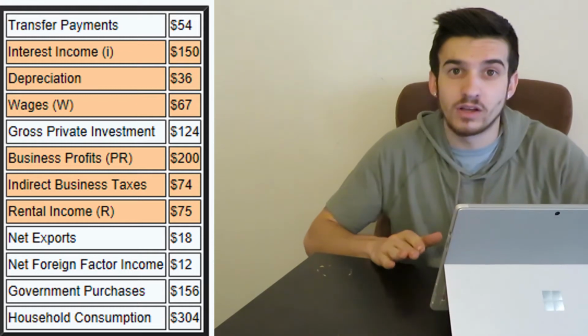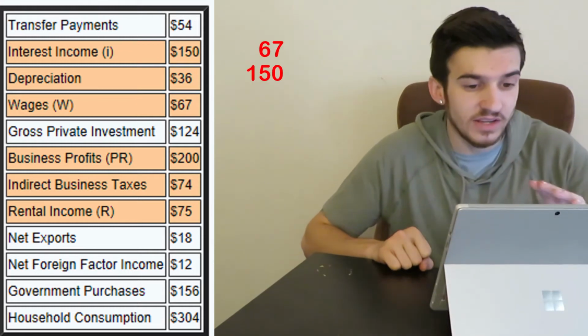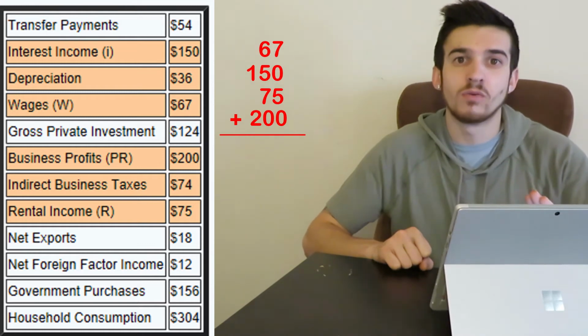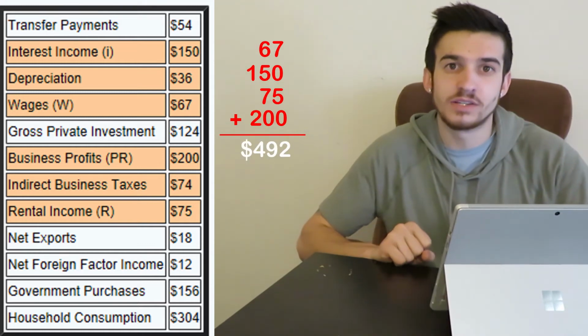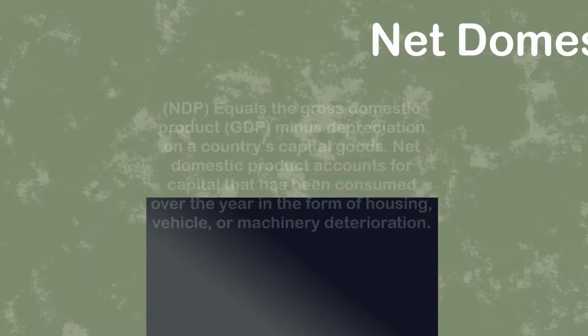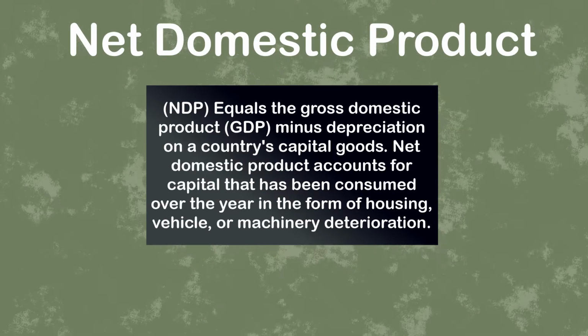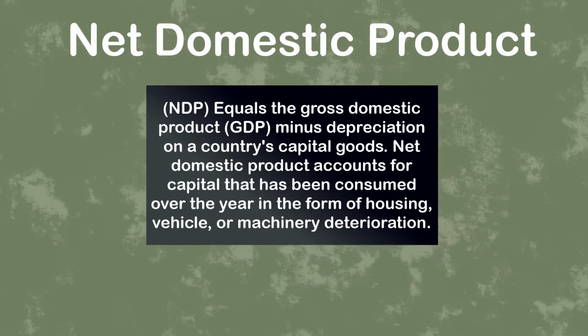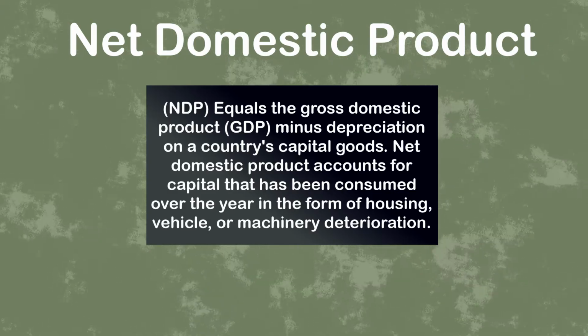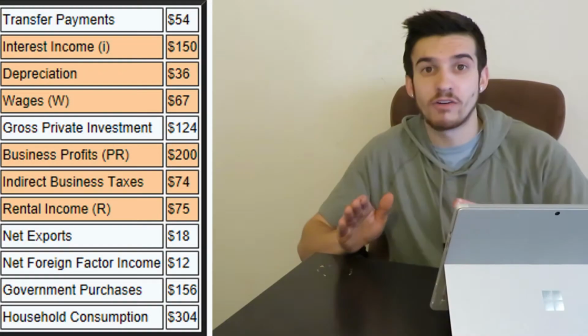To calculate our income approach, first we're going to take wages, interest, rent, and profit and just add up all of these numbers. In this scenario, we end up with $492. However, we're not done just yet. This number is only going to give us our net domestic product, or NDP. NDP is just the GDP minus depreciation. It's going to account for all the capital that has depreciated or lost value over time.